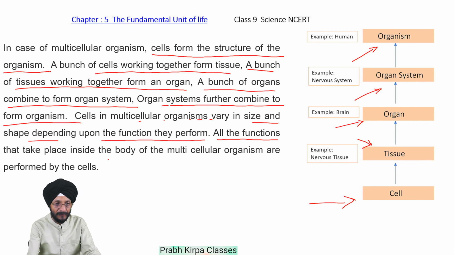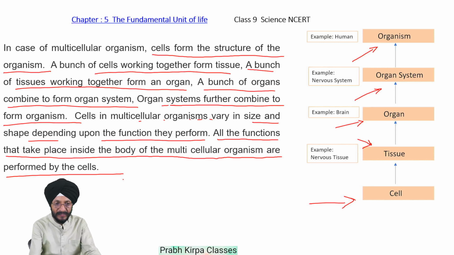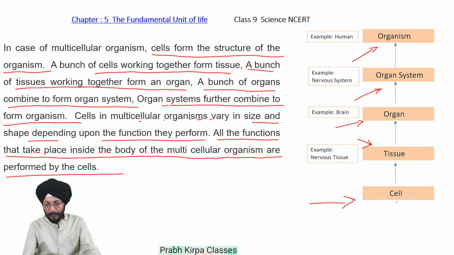All the functions that take place inside the body of multicellular organisms are performed by the cells. So from this picture you can see that the cells form tissue, tissues form organs, organs form organ systems, and the organ systems combine to form the organism.